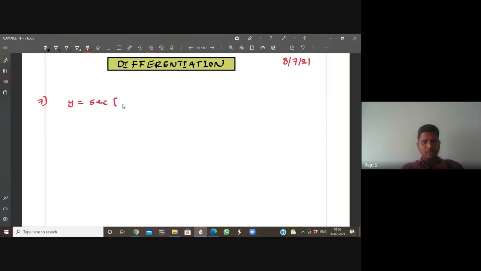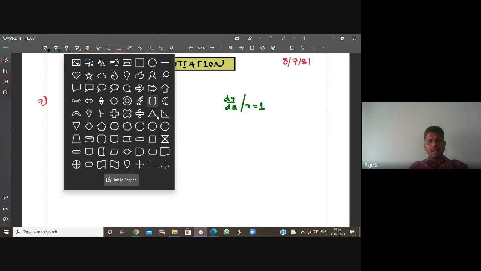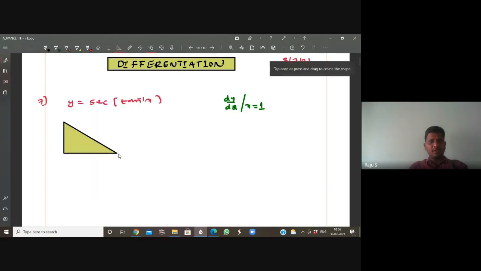Secant of tan inverse x. Okay, this is secant of tan inverse x. We have to find dy by dx here, dy by dx at x is equal to 1. That's all. See here, with help of the right angle triangle, first I am going to find the value.